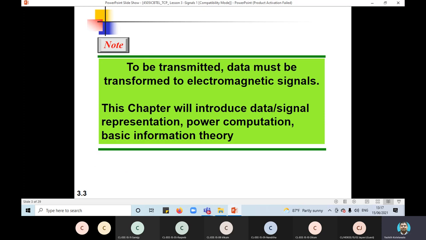It says, to be transmitted, data must be transformed to electromagnetic signals. Or else we can say, information must be transformed to electromagnetic signals. Or the other way around, you can think that in communication systems you find electromagnetic signals which carry information, or which are modified specifically according to the information. Either way, you need to understand electromagnetic signals.